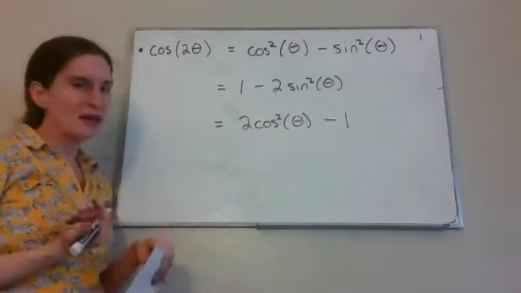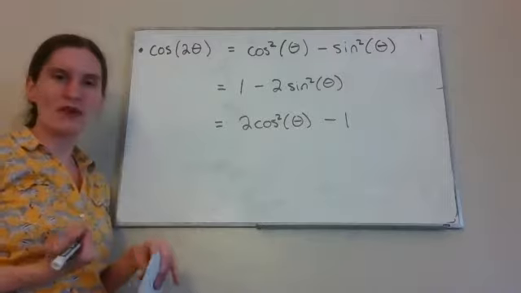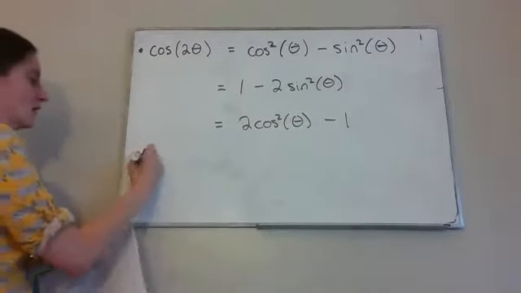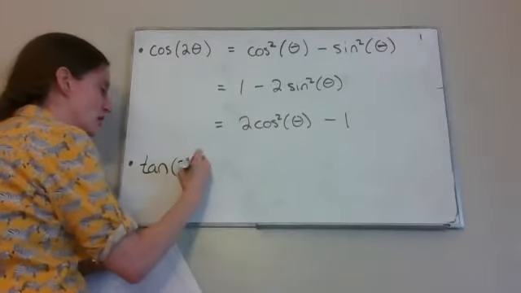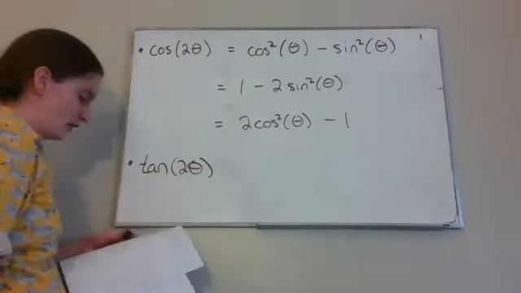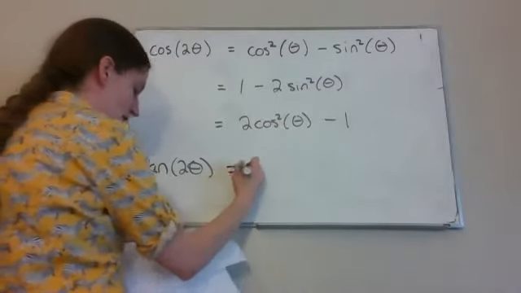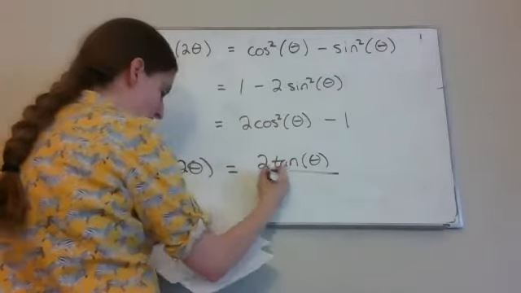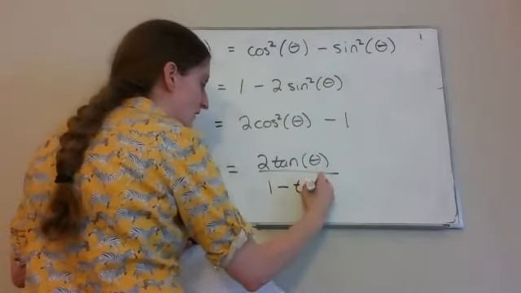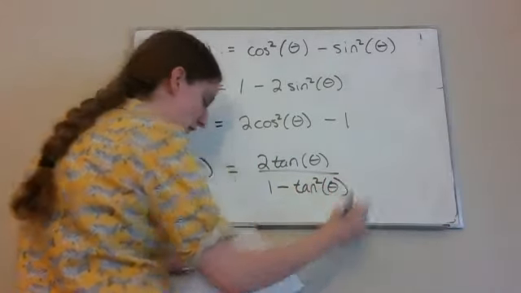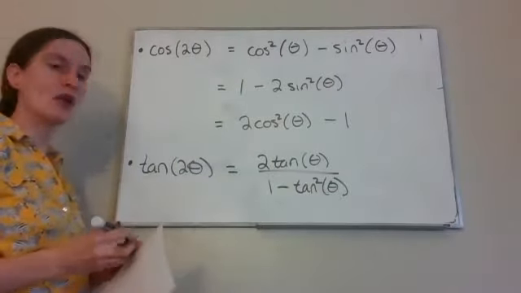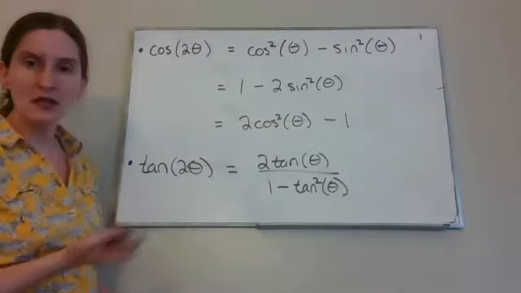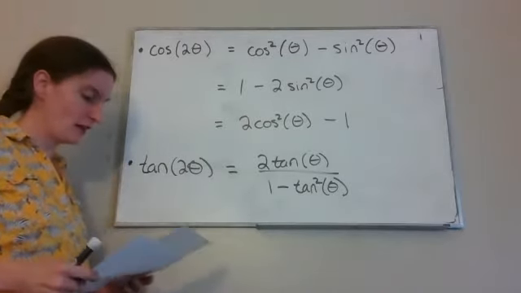Which one you need might depend on the problem. You should choose the one that looks easiest for your particular problem. And then my tangent double angle formula is tangent of 2 theta equals 2 times tangent of theta divided by 1 minus tangent squared of theta. So anytime we have a double angle inside one of our trig functions, sine, cosine, or tangent, we can use one of these formulas to rewrite it a different way.